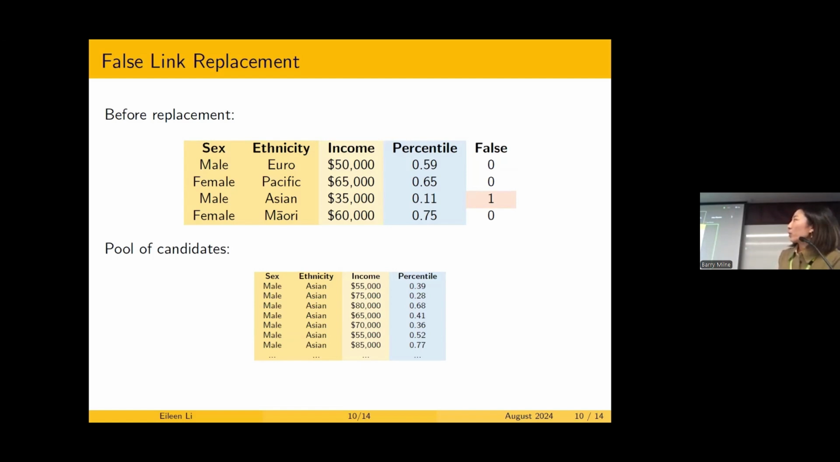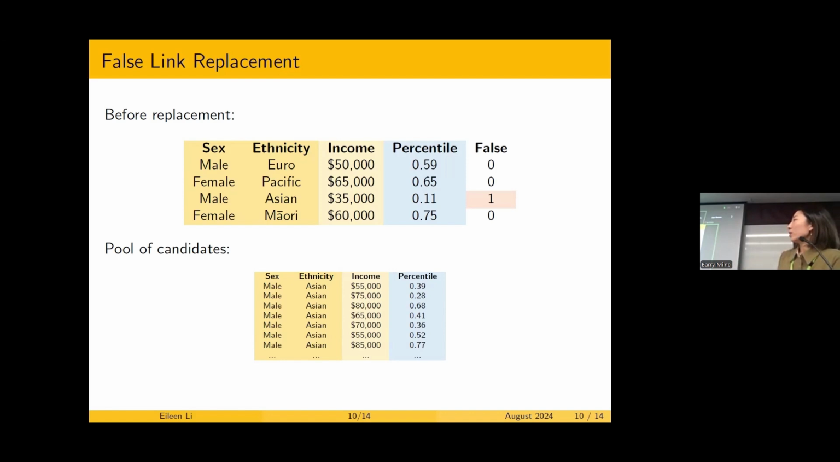Those attributes, sex, ethnicity, and income, come from the 2013 census, and my percentile score comes from the Ministry of Education dataset. I'm interested in whether having a higher household income would have a positive impact on the student's educational achievement. But this person here, the third row, appears to be a false link. What am I going to do with that?